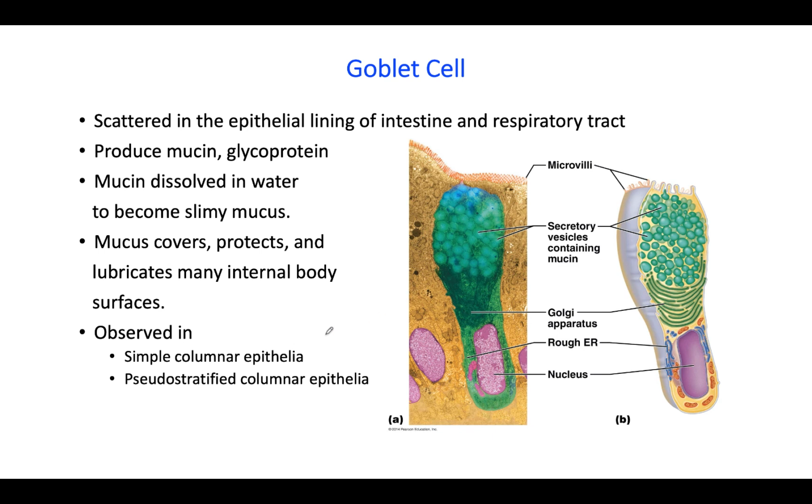Therefore, goblet cells can be observed in the respiratory tract or intestine. And goblet cells can be present amid simple columnar epithelia or pseudostratified columnar epithelia. It looks like a champagne glass, that's why this cell has the name goblet cell.